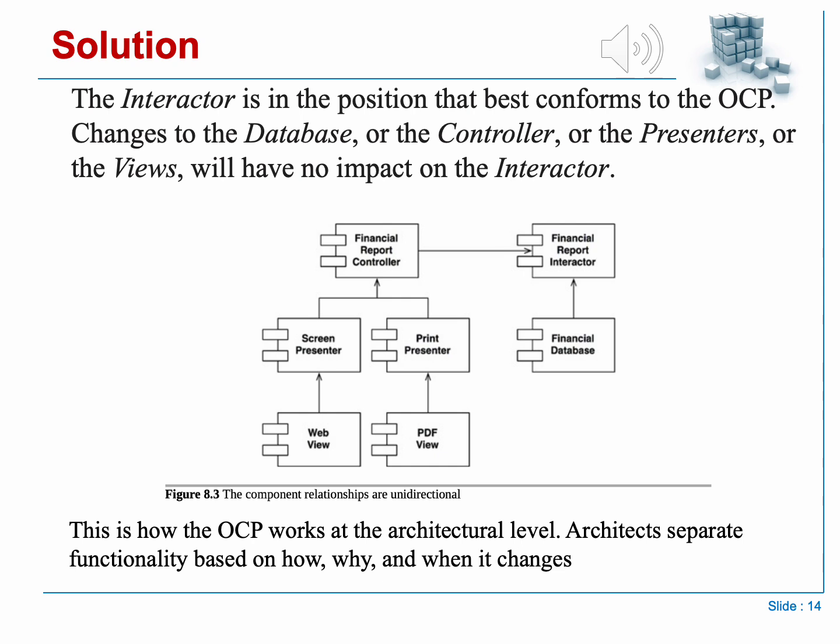This is how the OCP works at the architectural level. Architect separate functionality based on how, why, and when it changes, and then organize that separated functionality into a hierarchy of components. Higher-level components in that hierarchy are protected from the changes made to lower-level components.